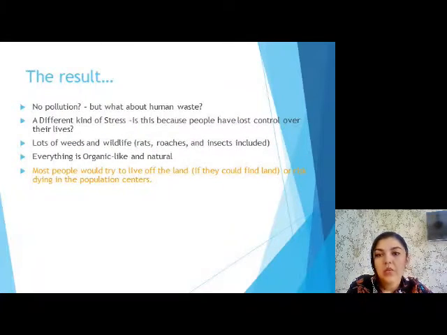The result: no pollution. But what about human waste? A different kind of stress is this, because people have lost control over their lives. Loss of weeds and wildlife, rats, worms, and insects included. Everything is organic, like natural. Most people would try to live off the land if they could find land, or risk dying in the population centers. Can we imagine our lives without them?